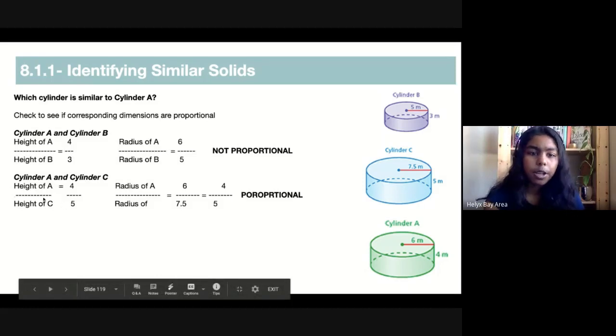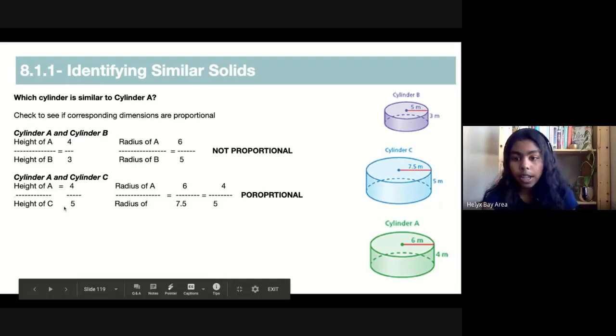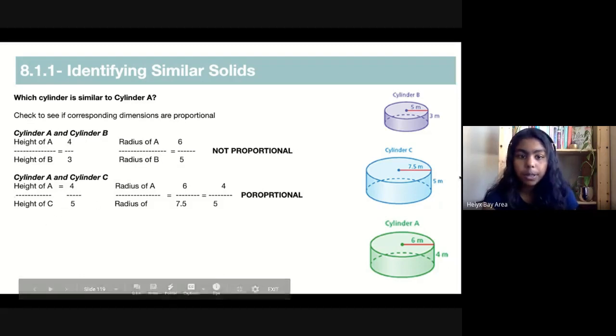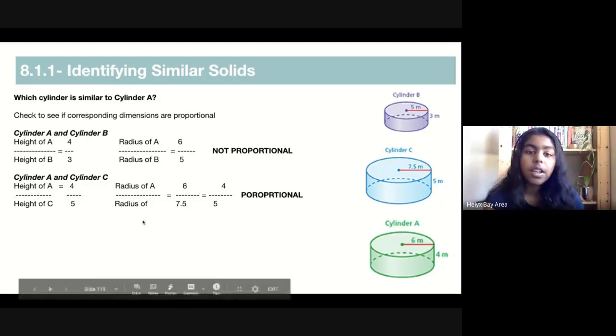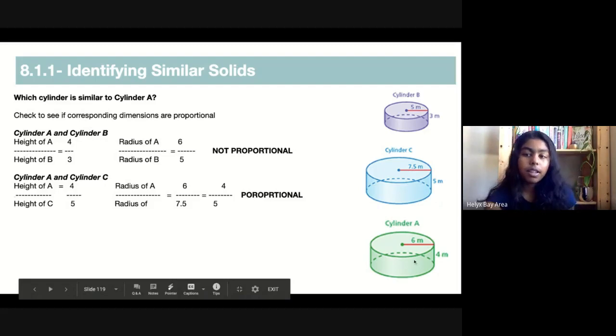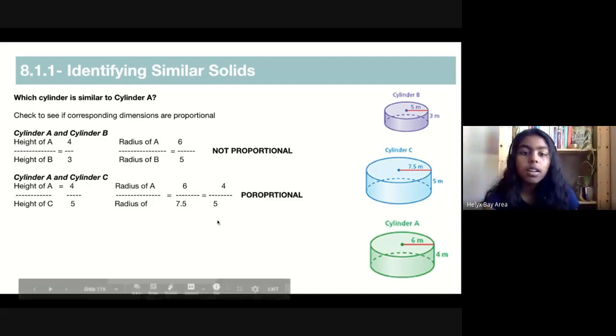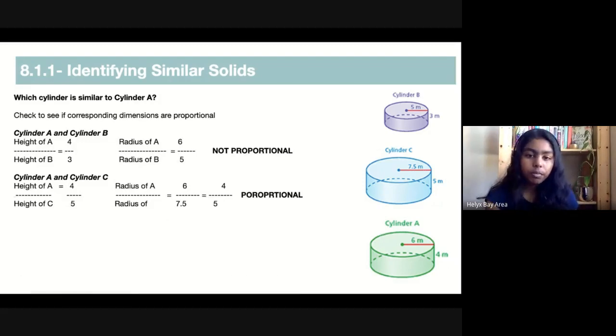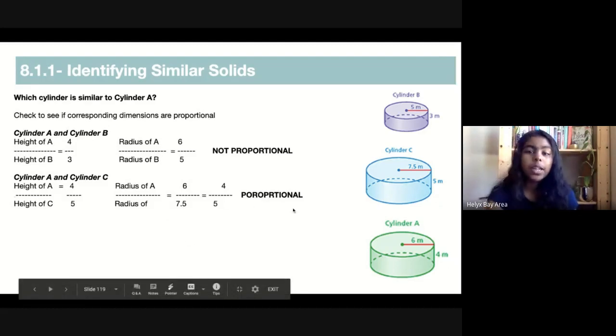All right, now we're going to be looking at cylinder A and cylinder C. So let's compare these two. The height of cylinder A is 4 meters, and the height of cylinder C is 5 meters, sorry about that. Then the radius of cylinder A is 6 meters, and the radius of C is 7.5. So once you simplify it all the way down, eventually both of these equal each other. So that means they are proportional.